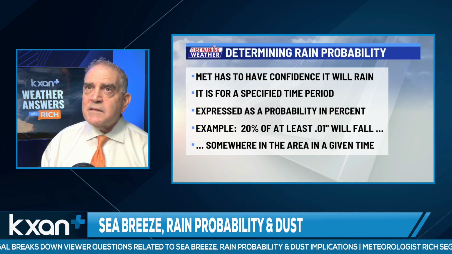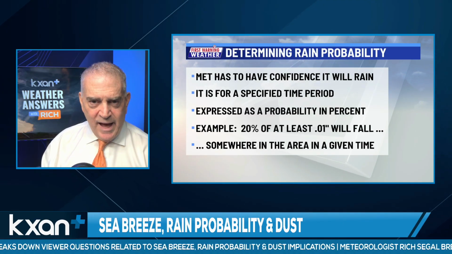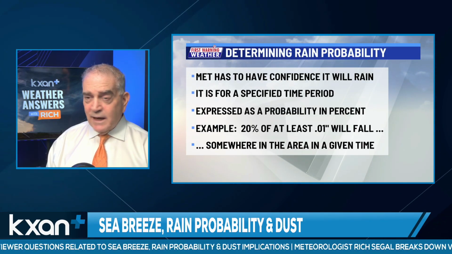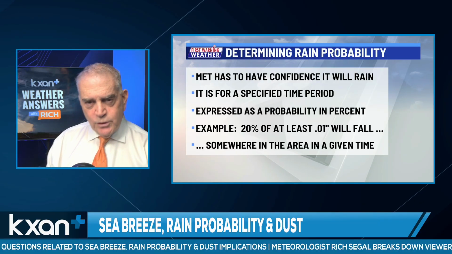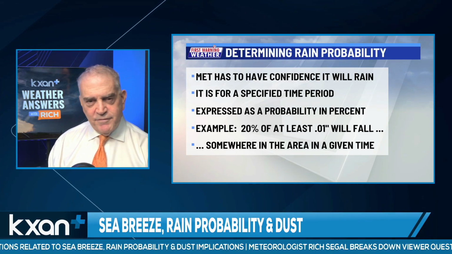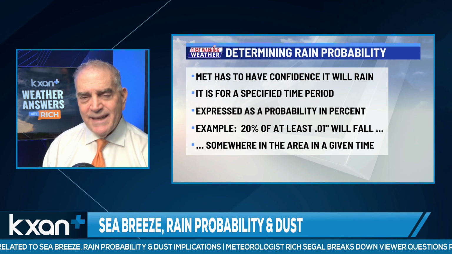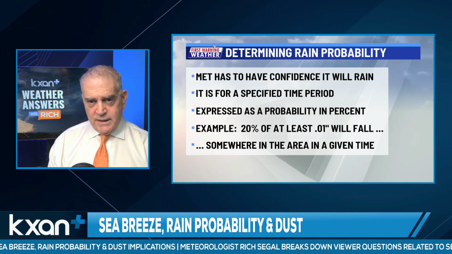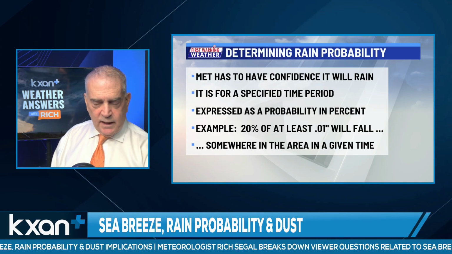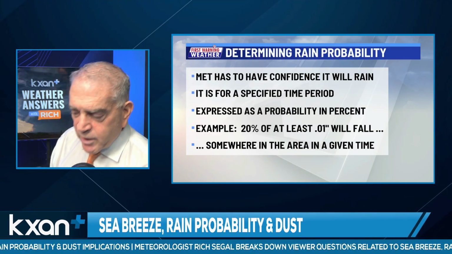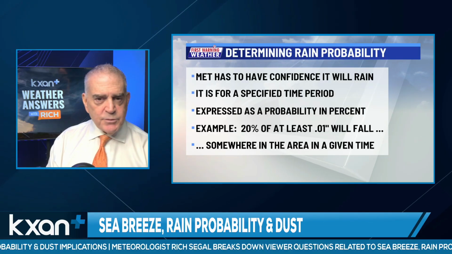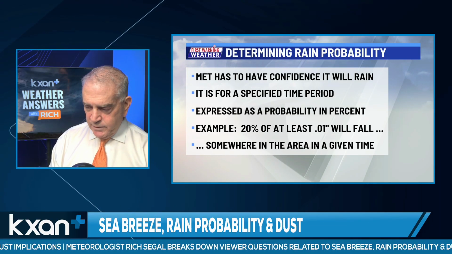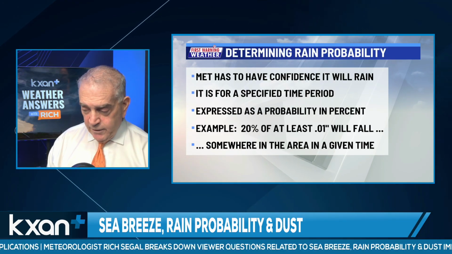Now, sometimes on weather apps, not ours, but on others, like the iPhone one, you'll see these rain probabilities that say 15%, 42%, 84%. We in the broadcast media like to express them in whole numbers of 10, 20, 30, 40, 50, 60, 70, 80, 90. When we issue a 20% chance of rain, it means that at least 0.01, 1/100th of an inch of rain will fall somewhere in the area in a given time.